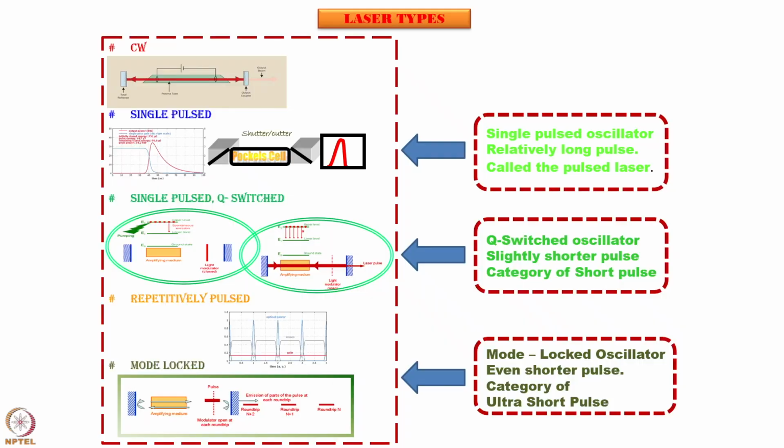I'll start off by summarizing a little bit on what I spoke about in the last 2 lectures. It was on pulsed lasers. I spoke about the single pulse laser. Okay, this single pulse laser here, this diagram you have seen even before. You have one pulse which is coming out, and a single pulsed oscillator is a relatively long pulse. It is just called a pulsed laser.